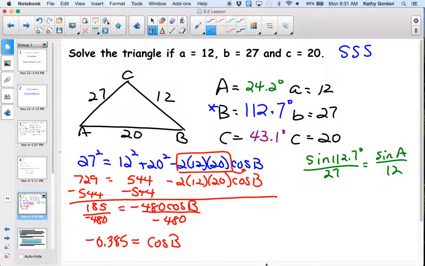Okay? So those are the two situations where the law of cosines is going to be your first step, and then you can switch back to law of sines once you find that first piece. SSS and SAS. Questions on using either one of those? Finding the side or finding the angle?